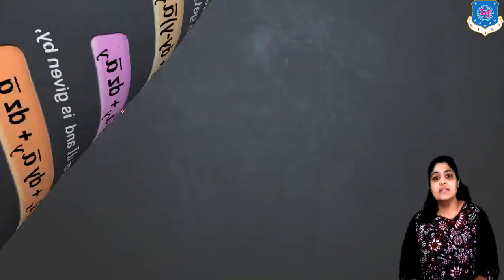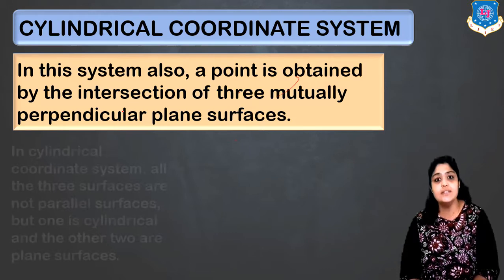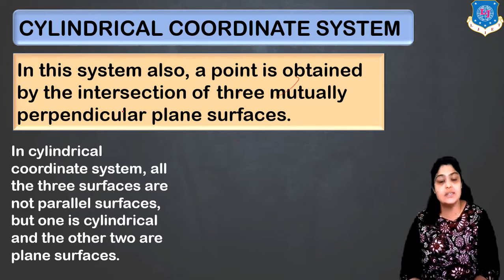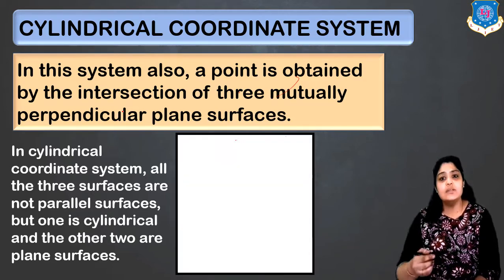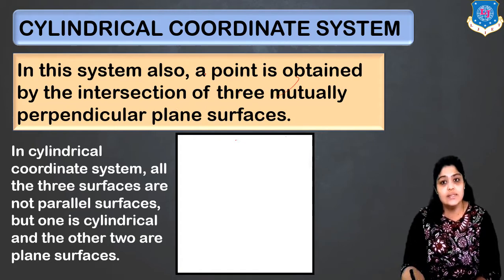Now let's discuss the second type of coordinate system, which is known as the cylindrical coordinate system. In this system also a point is obtained by the intersection of three mutually perpendicular surfaces. I would say that in a cylindrical coordinate system, all the three surfaces are not planes. One of them is cylindrical and the other two surfaces are plane surfaces. So let's understand with a small diagram how we represent a point in the cylindrical system.